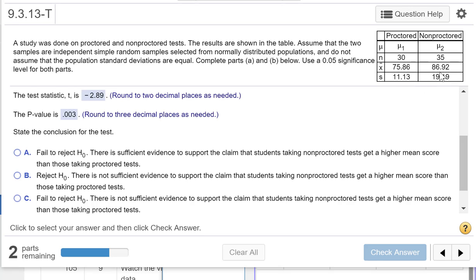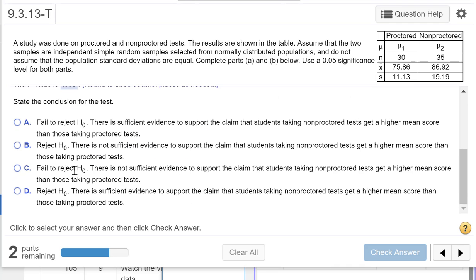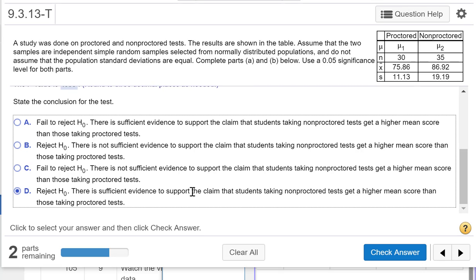If you look at it, it looks like you're going to reject H0, right? It looks like the non-proctored test does better. If I'm given a sample size and a class with non-proctored and a class with proctored, I'm going to go, whoa, that probably didn't happen by chance, right? So I'm going to reject the claim that they were equal. That's the null, that we think there's no difference. So I'm going to reject H0. There is enough evidence to support the claim that students taking non-proctored tests get a higher mean score than those taking proctored tests.